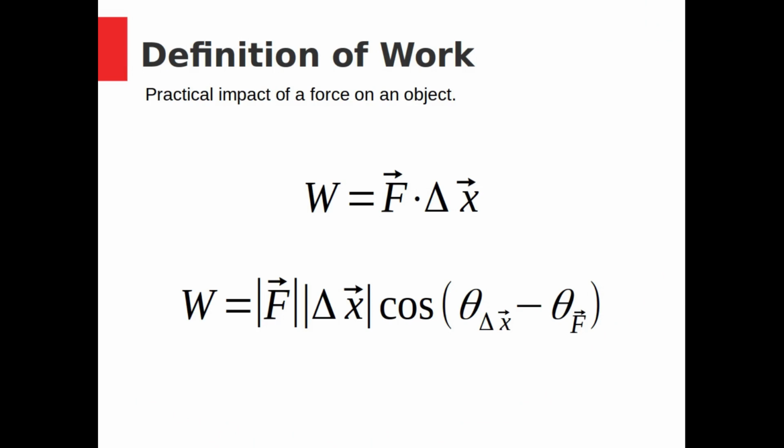To summarize, work is the tangible effect that a force has on an object. It is calculated as the size of the force multiplied by the size of the displacement multiplied by the cosine of the angle between them. The greatest amount of work occurs if the force is exactly aligned with displacement, that is, if the angle between the two vectors is 0. At larger angles, the work decreases. At 90 degrees, the work is 0, and above 90 degrees, the work is negative.